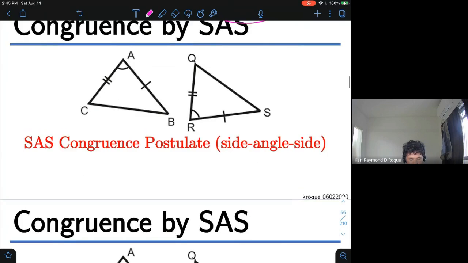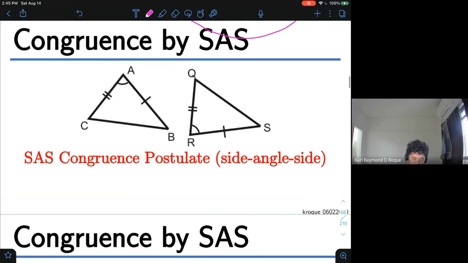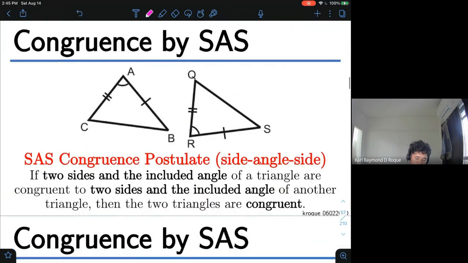Next, SAS congruence postulate, side angle side. Literally, two sides and the included angle of a triangle are congruent to two sides and an included angle of another triangle. Then the two triangles are congruent. Included angle, naka-sandwich yung angle in between. No? Okay?